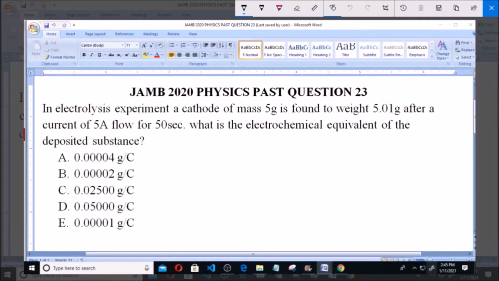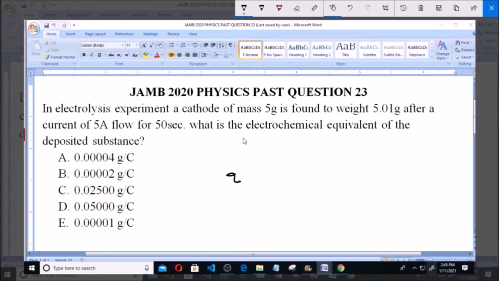I'll be answering JAMB 2020 physics past question 23. In an electrolysis experiment, a cathode of mass 5 grams is found to weigh 5.01 grams after a current of 5 amperes flows for 50 seconds. What is the electrochemical equivalent of the deposited substance? A says 0.00004, B says 0.00002, C says 0.25, D says 0.05, and E says 0.0001 gram per coulomb.